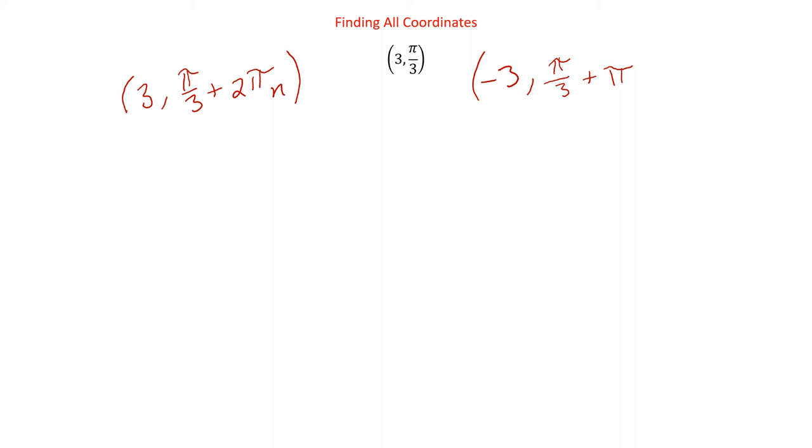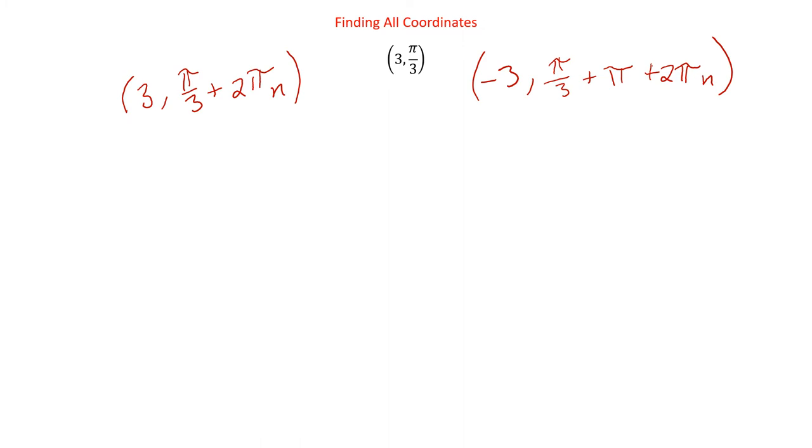But then from this point, we could go around the circle. So we could have plus 2 pi n, because we could go around it over and over. Notice it's not just plus pi n, because that would take us from one of the angles to the other angle and back, but we have to make sure that our radius is positive or negative as well. So we have these values.